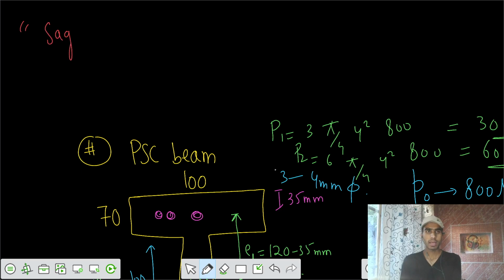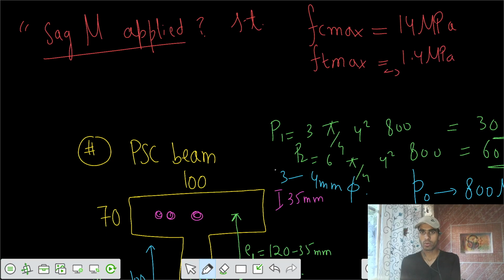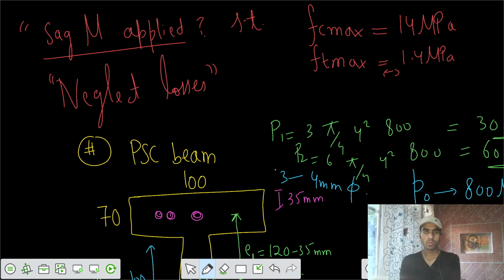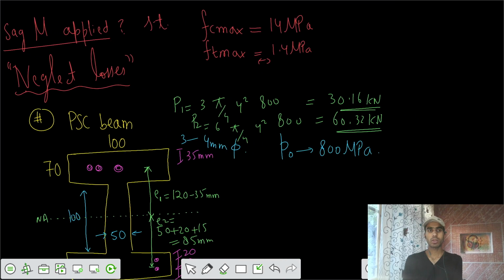The problem is to get the sagging moment. What should we apply such that our maximum compression stress in the concrete is 14 megapascal, and maximum tensile stress in the concrete is 1.4 megapascal. This is a negative value. Also, it is mentioned that the losses are neglected. So we neglect those, and it's asking what moment we can apply.